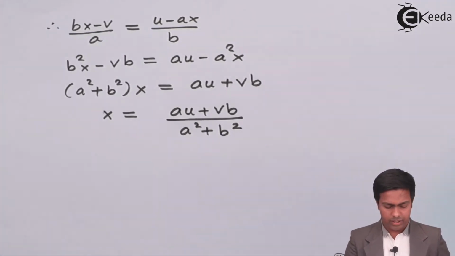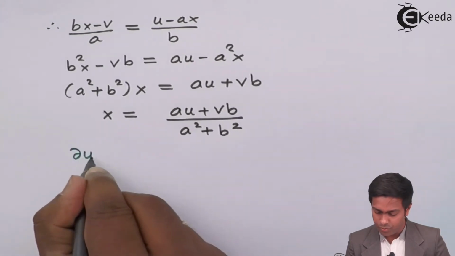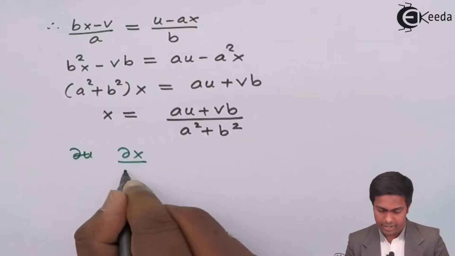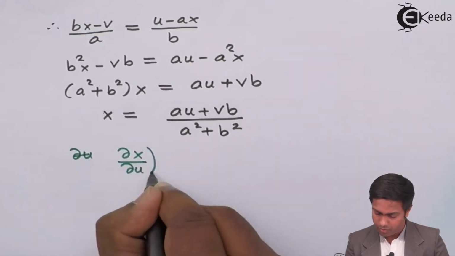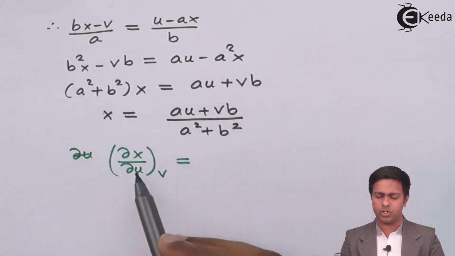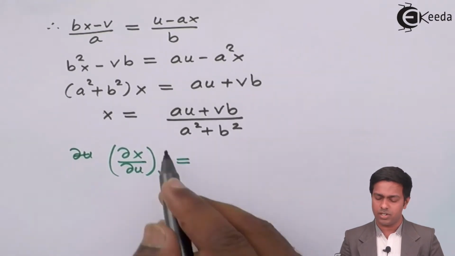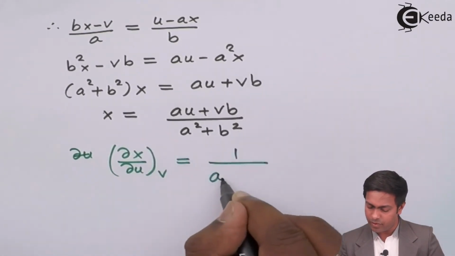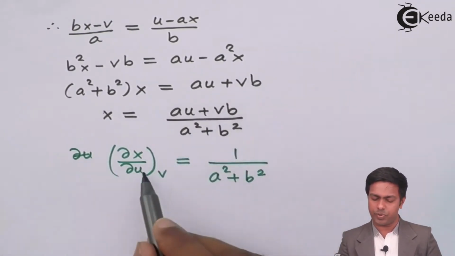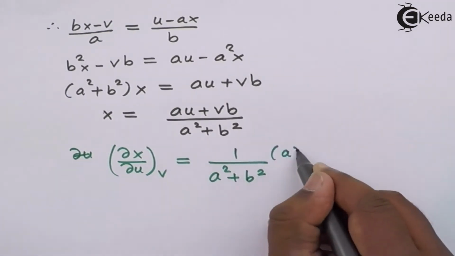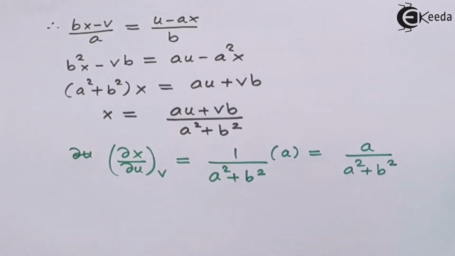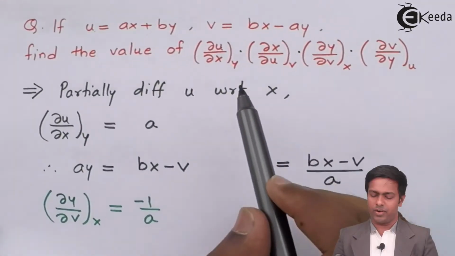Now let's find out del x by del u by treating v as constant. So I have to differentiate partially this x with respect to u by treating v as constant. So we will get 1 upon a square plus b square as constant outside, and we'll differentiate this with respect to u. So we will get a from there. So it means the answer is a upon a square plus b square. So guys, we got the third term. Now let's find out the last term.